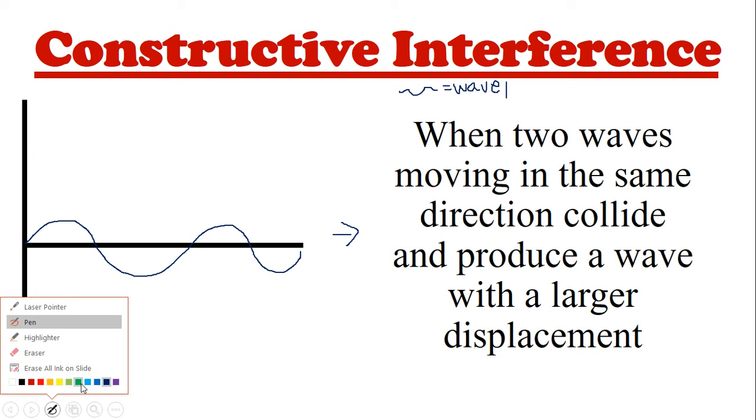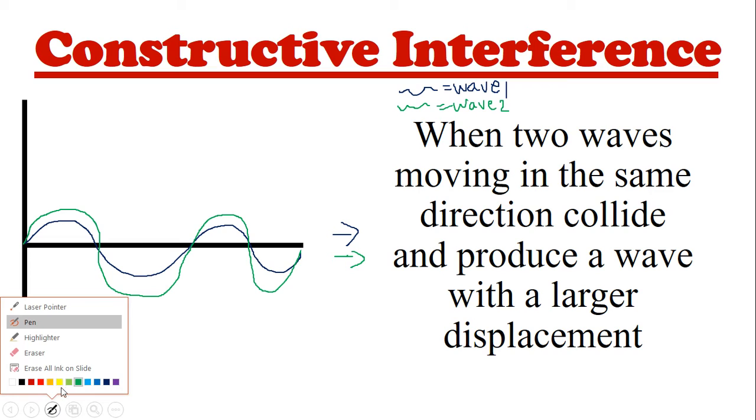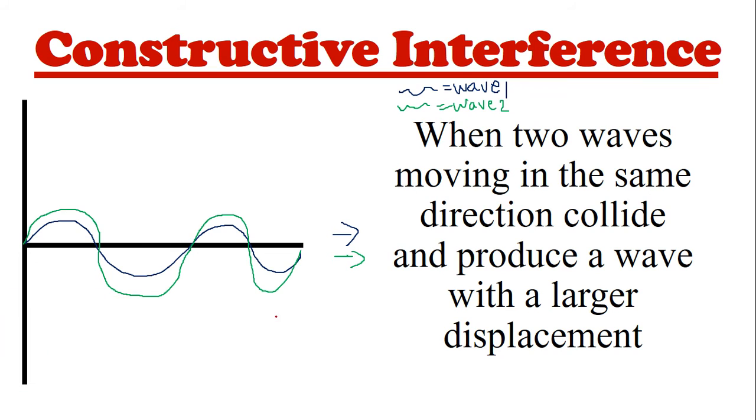Then we get a second color, we're going to use green. This green, we're going to do a little scribble. This is going to represent wave 2. Wave 2 is moving a little faster than wave 1, but it looks kind of like this. It's going in the same direction as wave 1. Now, since wave 2 is moving faster than wave 1, at some point they're going to collide.